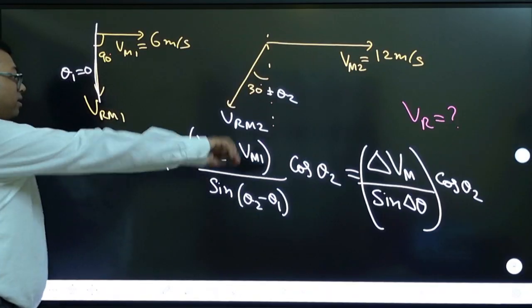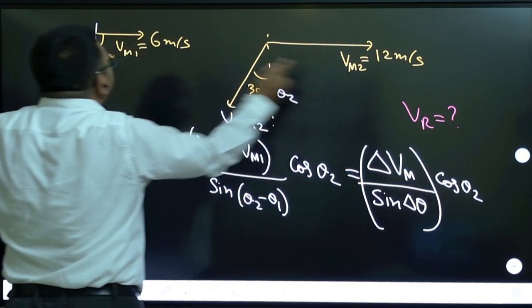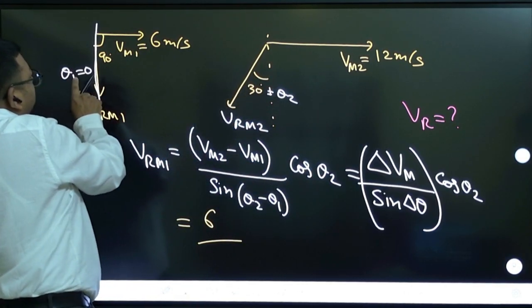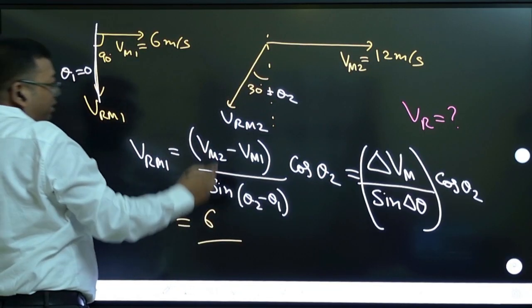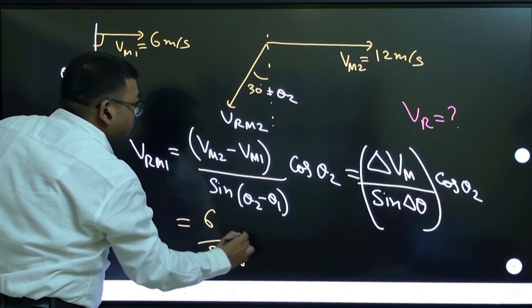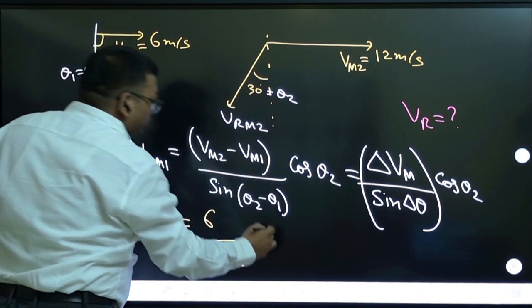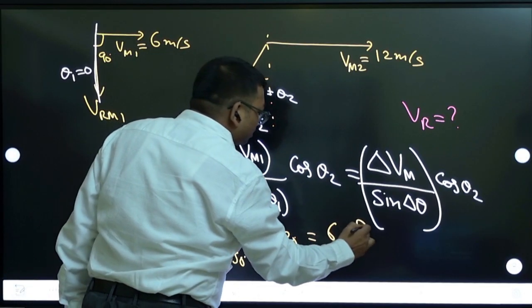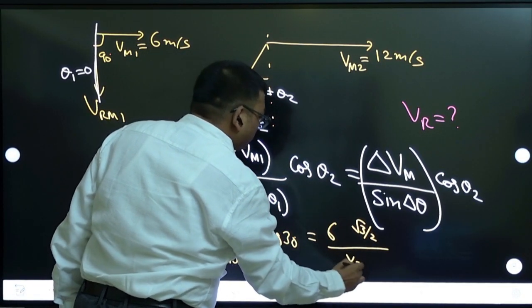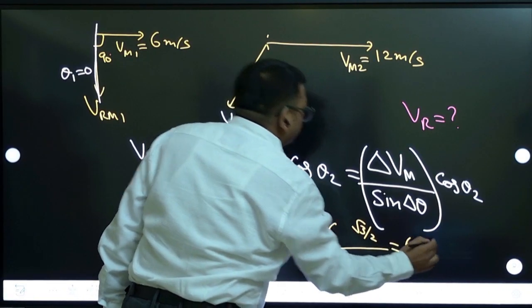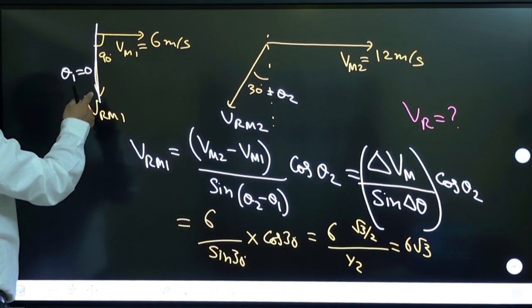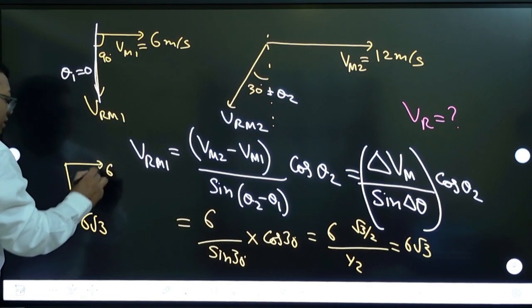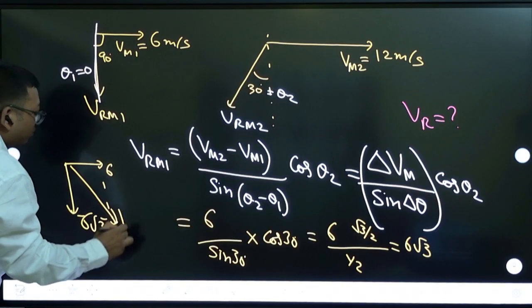So I will just calculate change of man velocity. 12 minus 6 becomes 6, divided by change of angle, 30 minus 0, here angle is 0, so 30 minus 0 is sine 30, sine 30 into cos theta 2, this is also cos 30, right? So this becomes 6, cos 30 is root 3 by 2 and sine 30 is half, so this got cancelled, becomes 6 root 3. So we got 6 root 3.